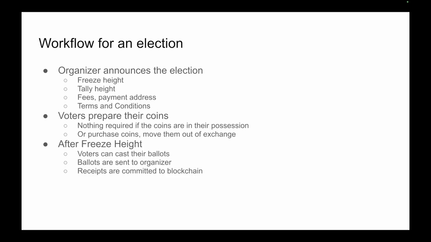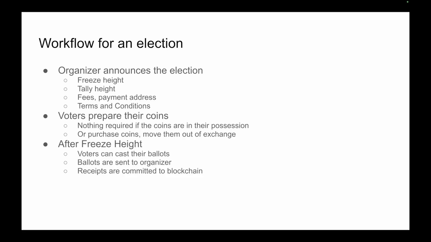This is like when you do an airdrop, they will always announce that your coins must be held, and they're going to do a snapshot of the blockchain at a given height. So the coins that are acquired after that snapshot height are not going to be eligible for the airdrop. That's the same thing with the freeze height. Coins that you have after that freeze height are not going to be eligible to participate in the election. And the second height is the tally height.